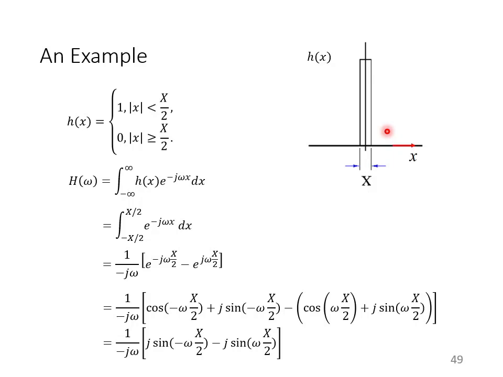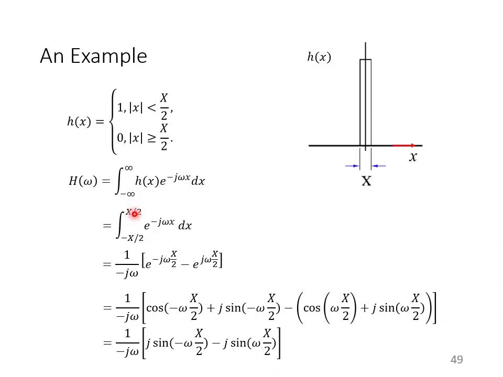All right. Let's go through those equations. By definition, this is the Fourier transform. The h(x) is here, and it is multiplied by the exponential term and integrated. And because this is a box function, all of the values out of the range are 0. So the integral is the same as from negative half of X to positive half of X.